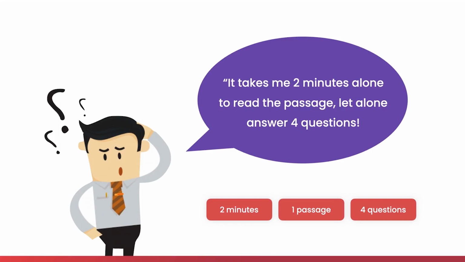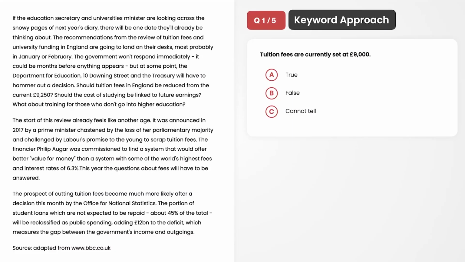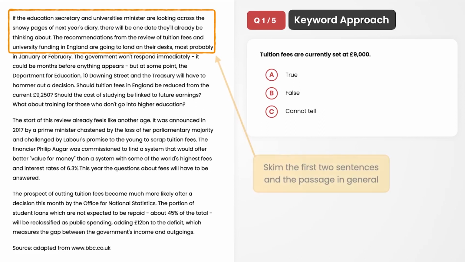So that's why the method that we teach you today is going to be focused on how we save you time within the UCAT. So let's talk through the Medic Mind keyword approach and how someone who would score highly within verbal reasoning would approach this sort of question. So the first thing that we should do is skim read the first 2 sentences and the passage in general. This is to give us an idea of what the passage is talking about and what's covered overall.